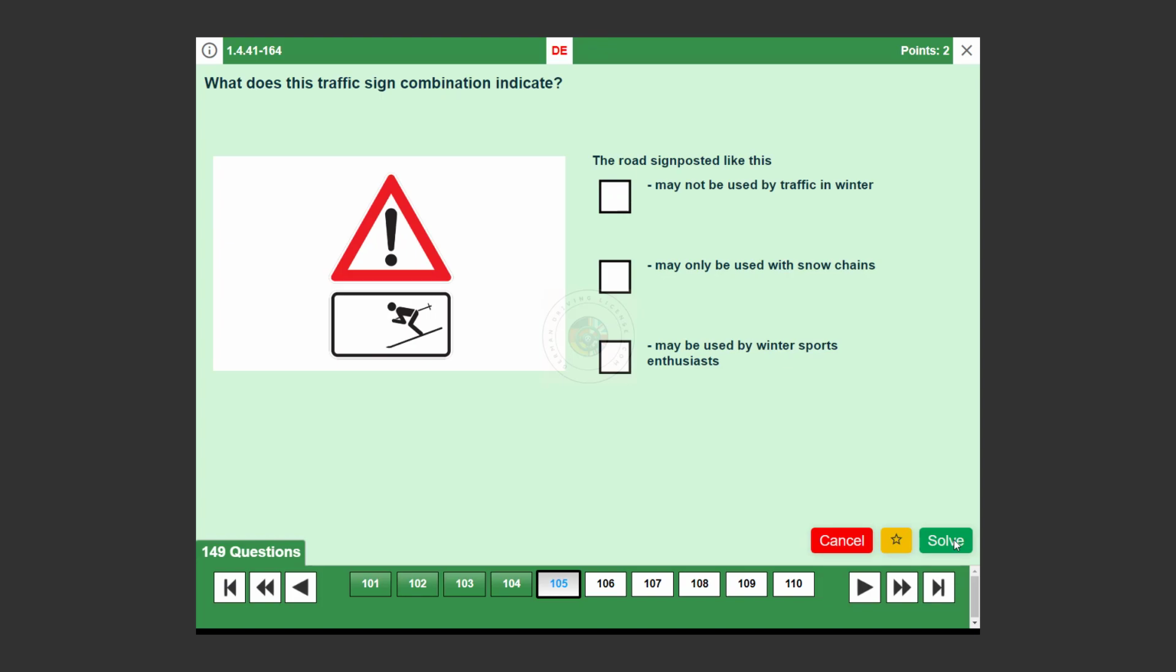Question number 105. What does this traffic sign combination indicate? The road may not be used by traffic in winter. False. The sign does not restrict winter use but indicates that winter sports are permitted. The road may only be used with snow chains. False. The sign doesn't specify the use of snow chains. The road may be used by winter sports enthusiasts. True. The additional sign indicates that winter sports enthusiasts can also use the road, which other motorists need to accommodate.